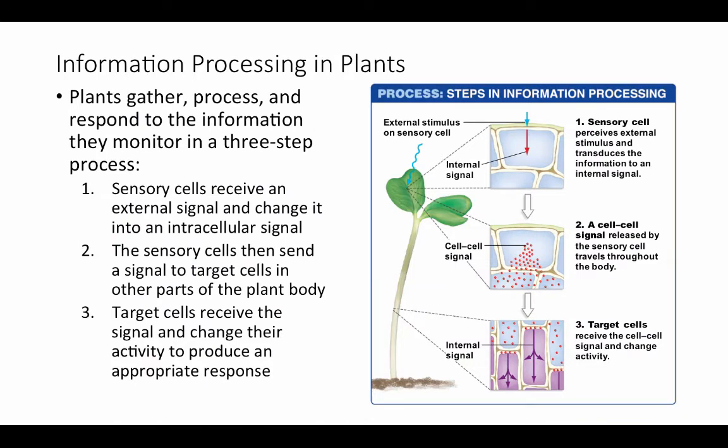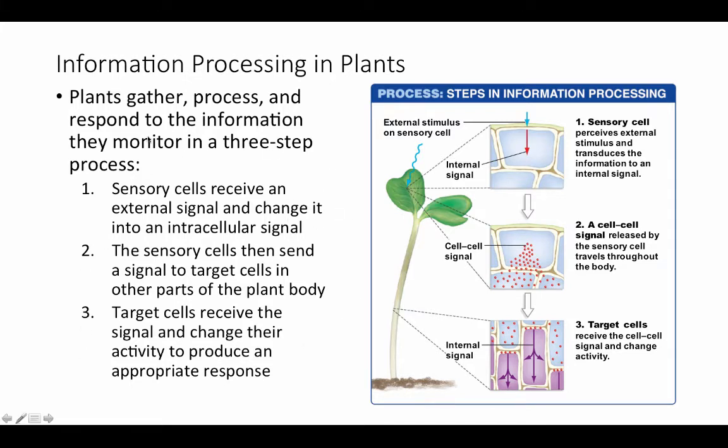So I just wanted to remind you first of this slide. You saw it in the last web lecture about information processing in plants. Remember that plants gather, process, and respond to the information they monitor in a three-step process. Sensing the environmental conditions, so sensory cells are going to receive an external signal and convert it somehow into an intracellular signal that can be conveyed through the body. The sensory cells then send a signal to target cells in other parts of the plant body, which are then going to receive that signal and change their activity in some way to produce an appropriate response. So we focused primarily on these last two steps in the last web lecture.